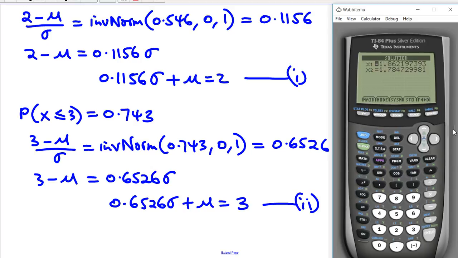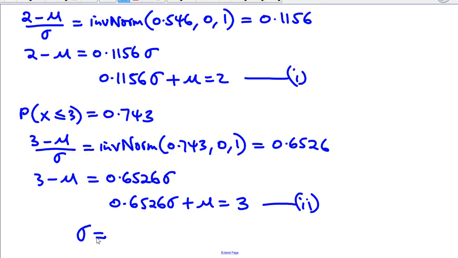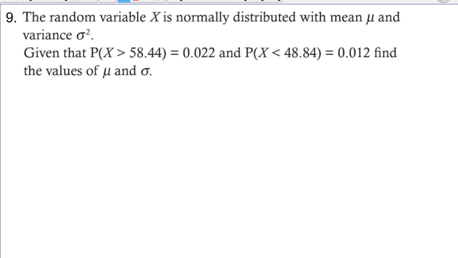If we can find our answers in decimals, and we have what we need. So our standard deviation is 1.86. Our mean is 1.78. So we can say standard deviation is equal to 1.86 and the mean is equal to 1.78.